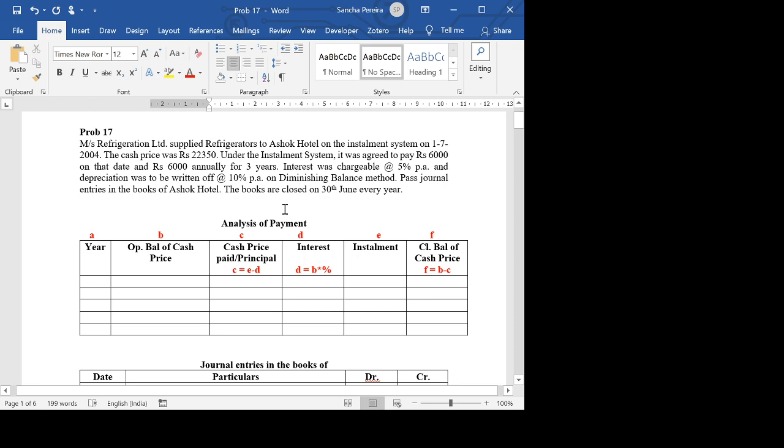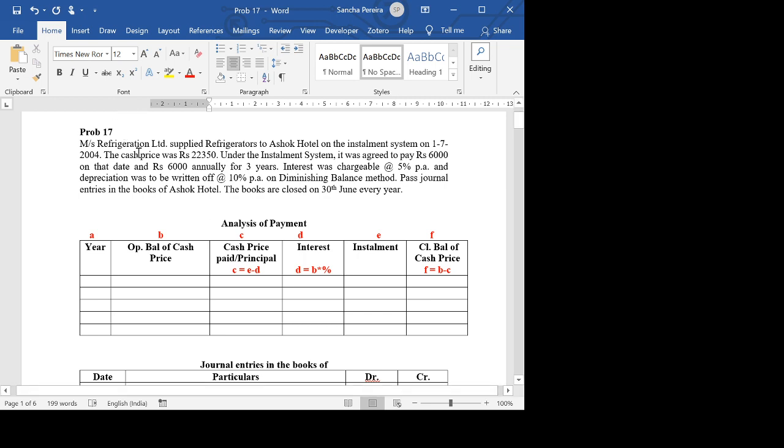Now, even though the problem says just pass journal entries, since it's the first problem under the installment system, I'm going to do the journal entries as well as the ledger accounts, and I will do it both in the books of the buyer as well as the seller. Since I did the first problem under hire purchase that way, I would like to do this also the same way, so that there is one complete problem in the books of the buyer as well as the seller. So we may not finish this today, we may have to go on with it on Monday. Anyway, let's see what we can do.